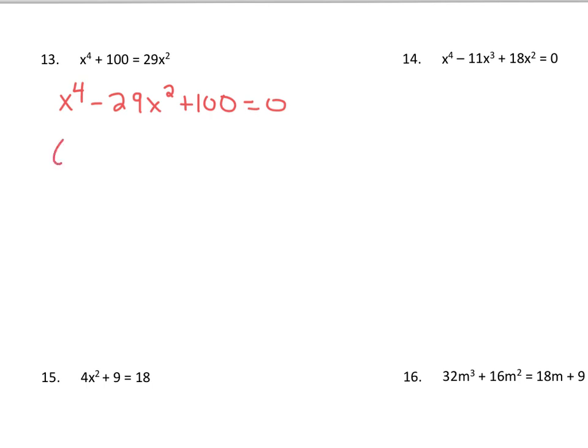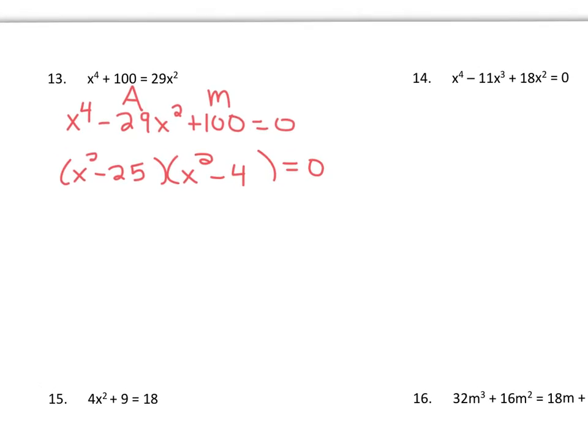Because there's a 1 in front of our first term, we set up 2 sets of parentheses. We put an x squared in the first spot in each parenthesis, and we come up with two numbers that add to -29 and multiply to 100. So -25 and -4. Now, if you want to make a t-chart at this point, you can. You could set each of these equal to 0 and solve. Or if you want to factor further, you can do that too before you make your t-chart. Okay, so this time I'm going to factor further.